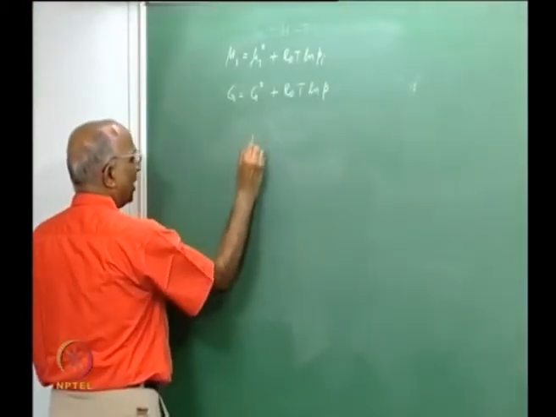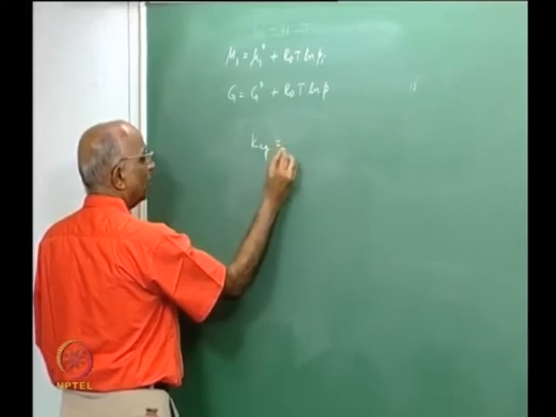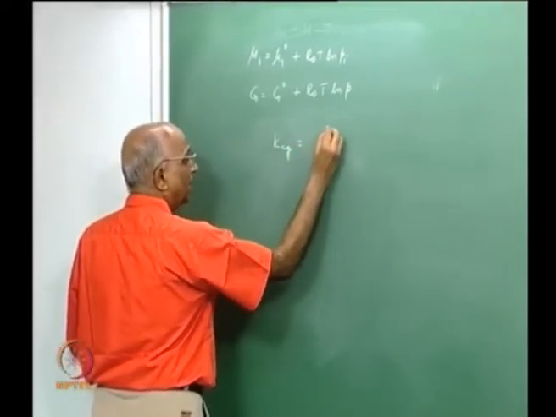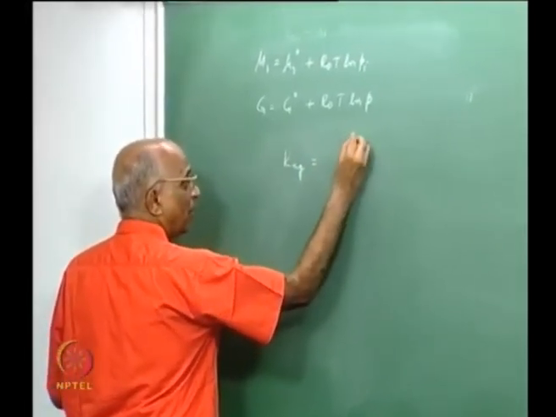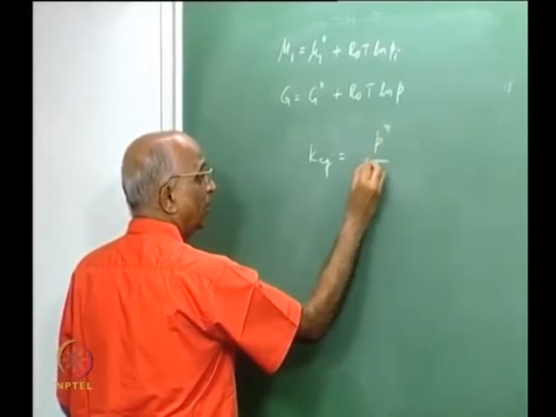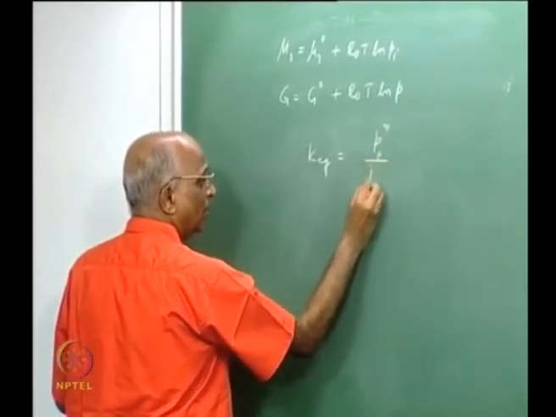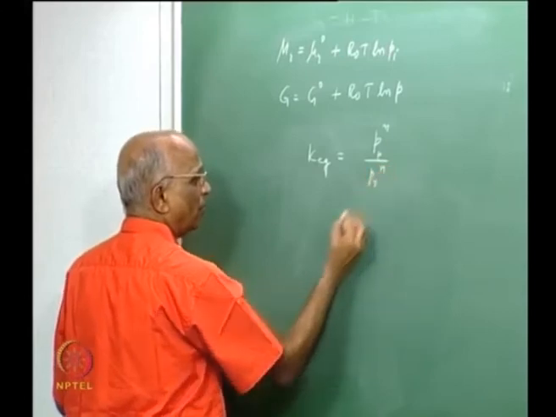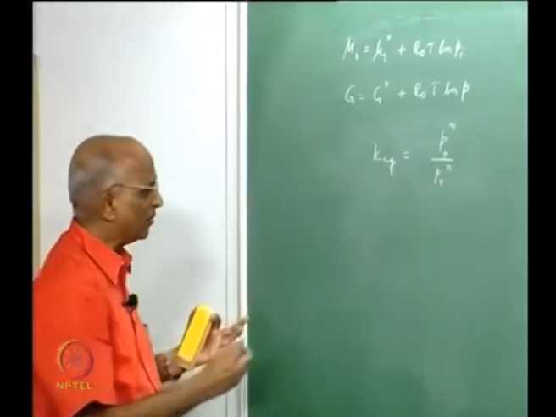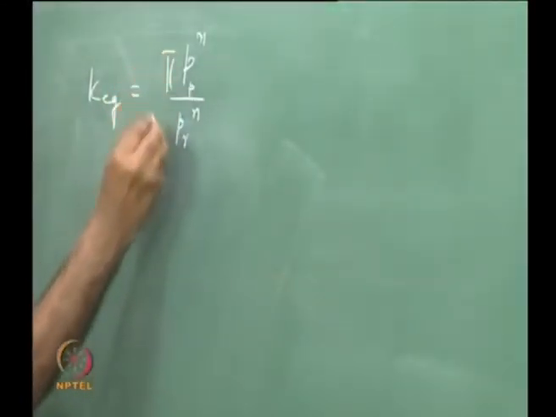We told ourselves K equilibrium is equal to, maybe we are looking at the partial pressure of products to the power of the moles, divided by the partial pressure of reactants to the power of the moles of the reactant. This is all what we are saying, and this is the product over here. Now I want to get the value of K equilibrium.